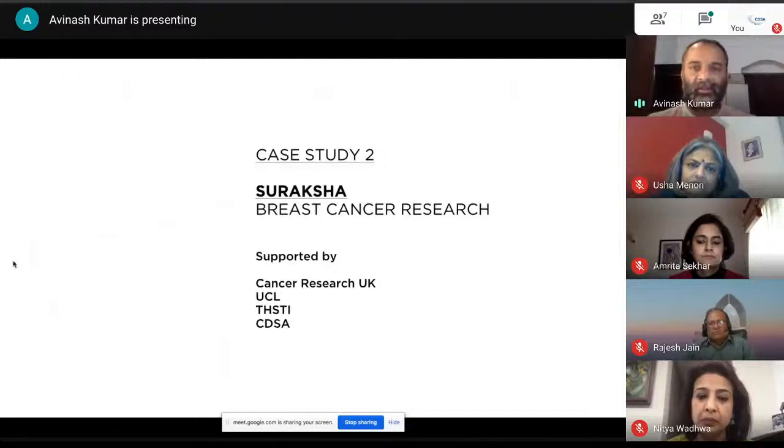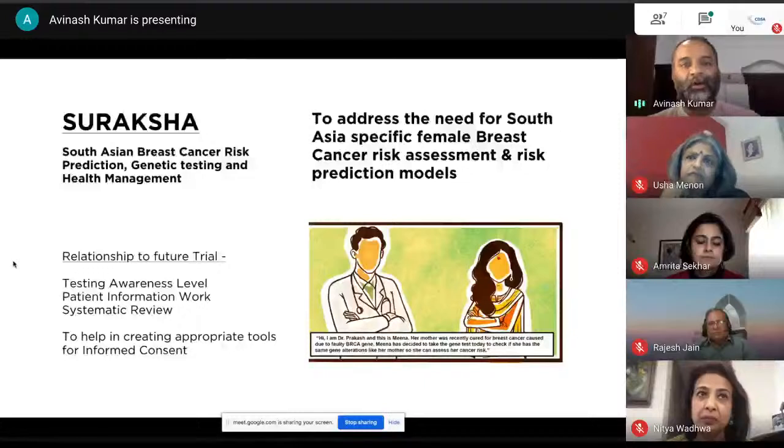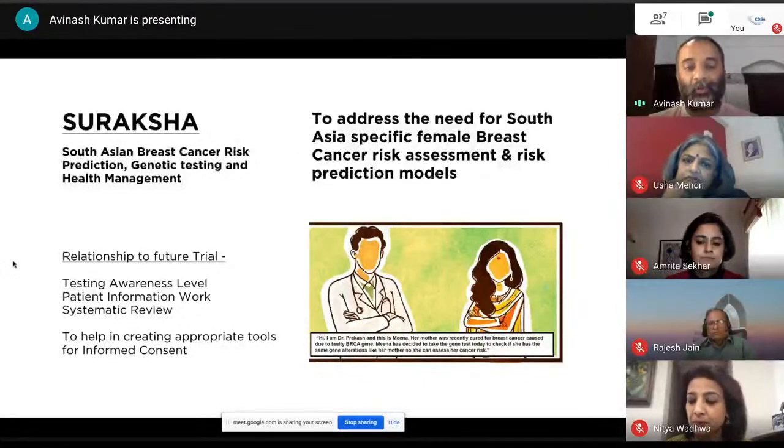The second case study that I prepared was from an ongoing project called Suraksha. This is largely on the topic of breast cancer research, and it's essentially a project that's looking to address the need for South Asia specific data and risk assessment, because there's a big white space in the risk prediction models around cancer, specifically breast cancer. And the idea here was to do something much before the trial actually happens, to help create a foundation for decisions that one might make during the actual trial and the engagement.